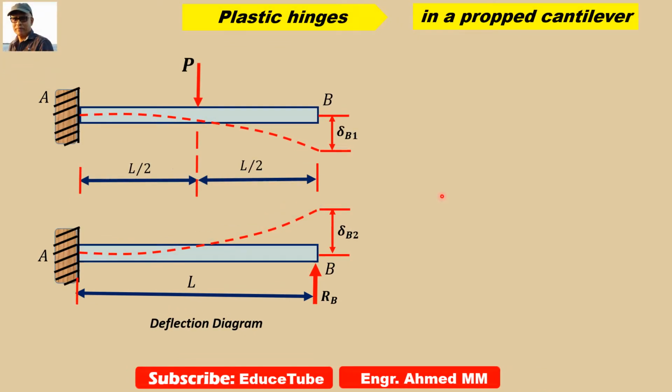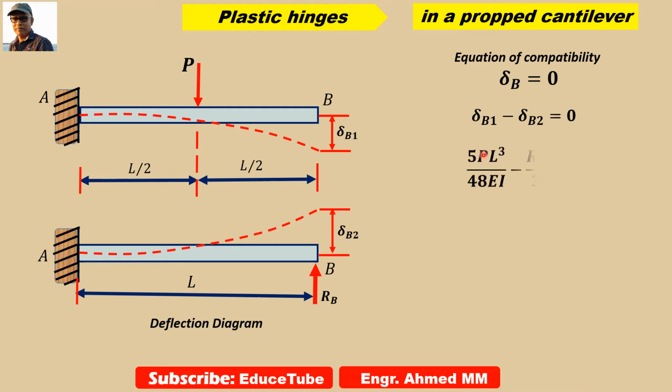To get that, we have to use the equation of compatibility, because δB is basically equal to 0. So δB1 minus δB2 will be equal to 0. Using the values of δB1 and δB2, we set this equal to 0 and bring this to the right hand side. We can find RB. It is 5P by 16.